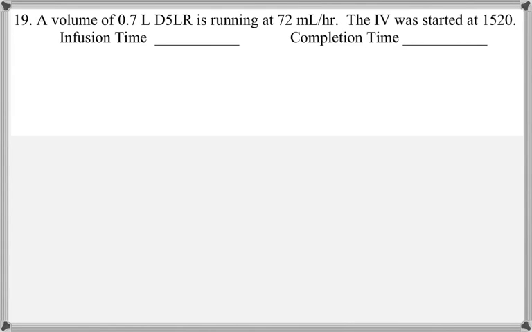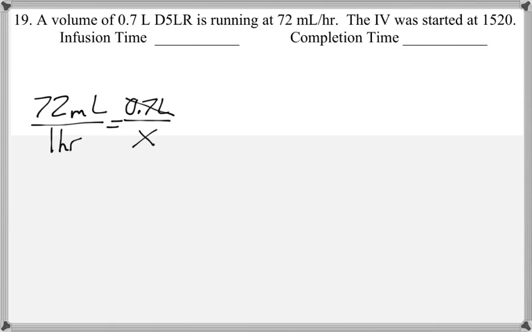Number 19 says a volume of 0.7 liters D5LR is running at 72 mLs per hour. The IV was started at 1520. So to find the infusion time, I need to set up a proportion with the rate, which is 72 mLs per 1 hour, and the amount that we are trying to infuse, which is 0.7 liters. So I can convert that to 700 mLs and then solve the proportion.